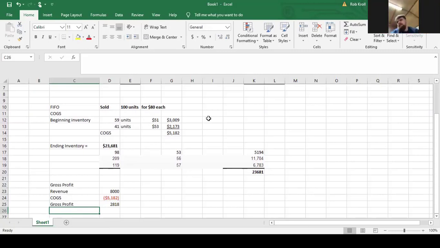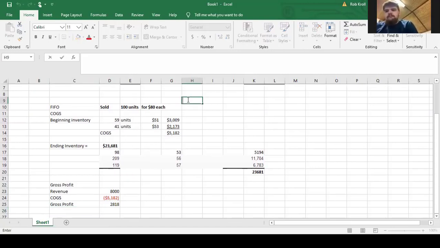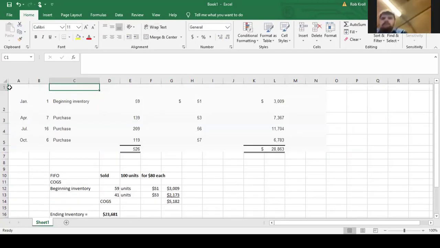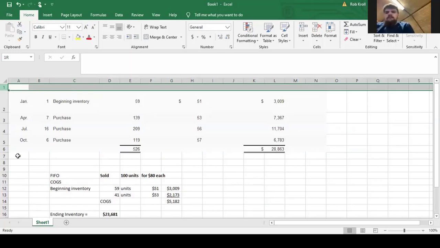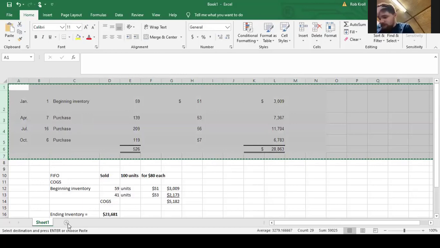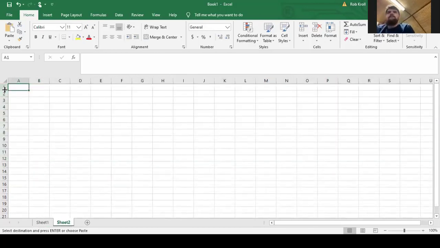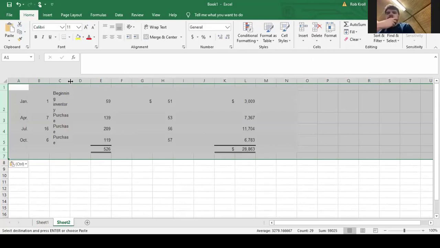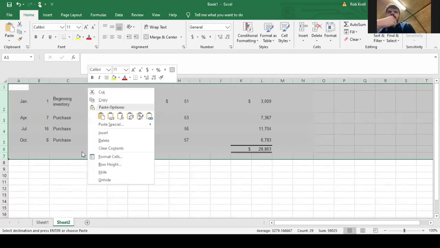LIFO will look very similar to this, except it will start at the bottom. I'm not liking how I have this set up. So what I'm going to do is copy this data and move it to another sheet so that you can still see it all. On LIFO, it's going to be pretty easy because you'll see there's already 100 units within that last purchase, like on the very bottom of October 6th.